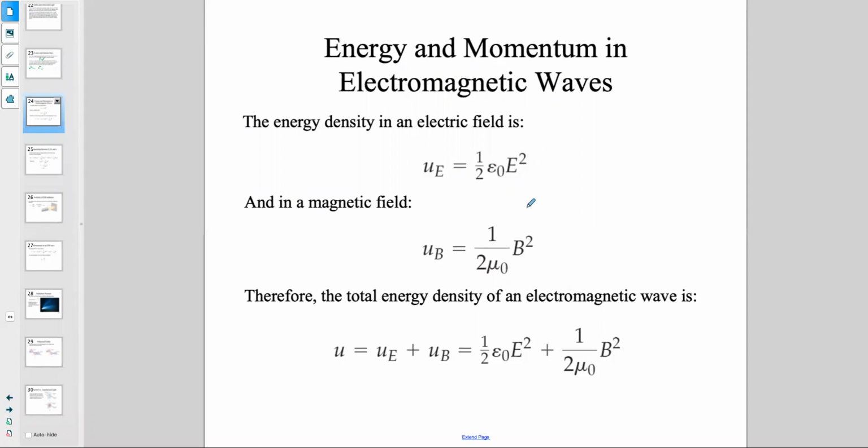And in the magnetic field, we had the same thing, but we were dealing with the permeability of free space, or mu 0, so 1 over 2 mu 0 B squared. But we know that the electromagnetic wave is the combination of both the electric field and magnetic field. So therefore, the total energy density is when you add them up. So you add the U of E and U of B, so you're dealing with half of epsilon 0 E squared plus 1 over 2 mu 0 B squared to have the energy density of the electromagnetic wave. Which we have right here.